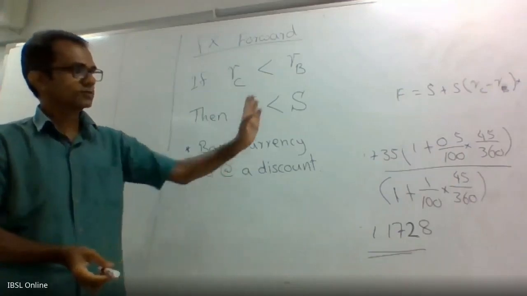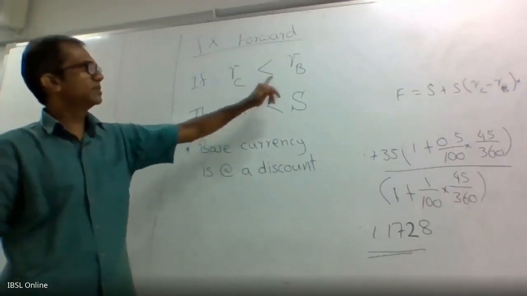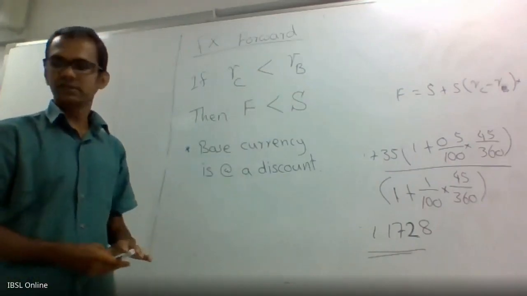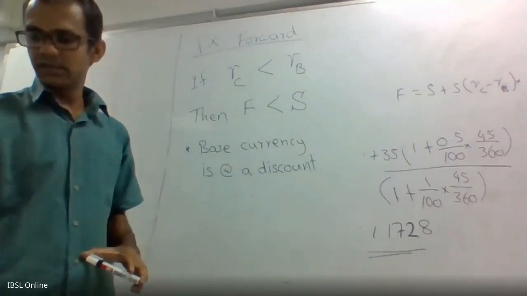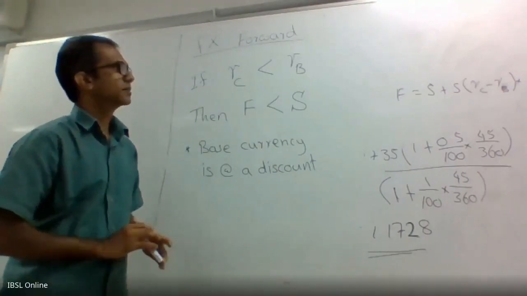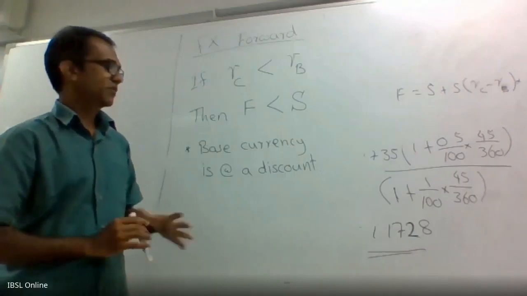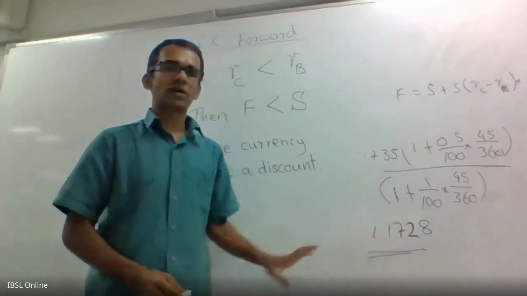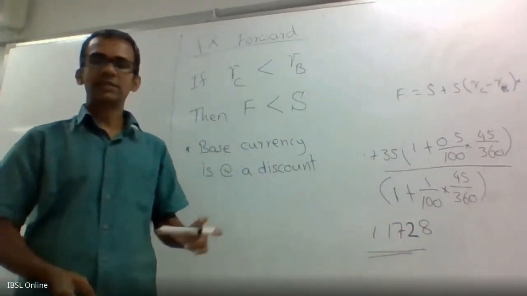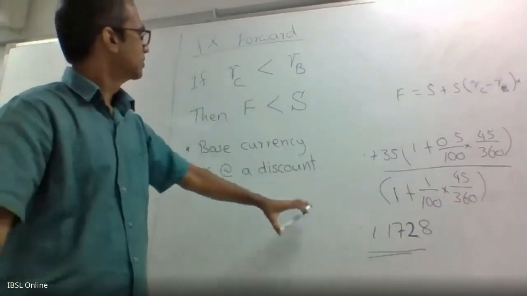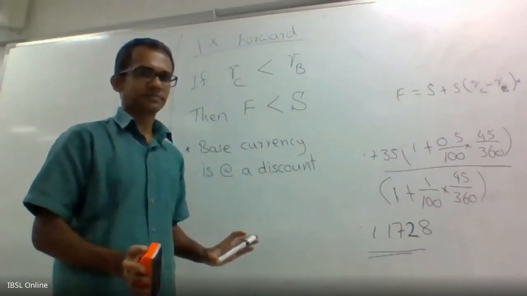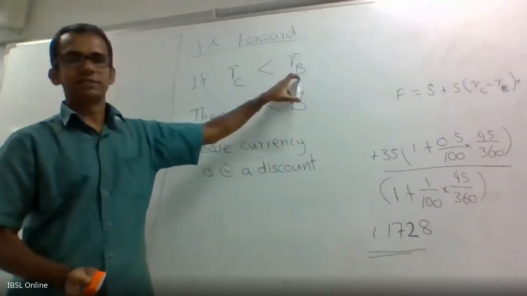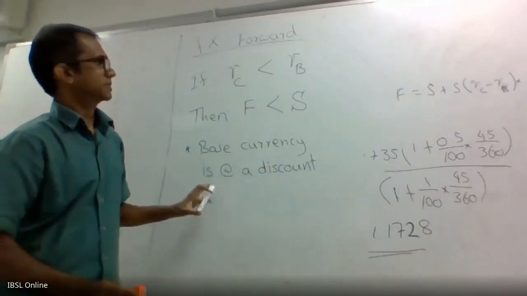But now you might have realized that it depends on the relationship between interest rates. It's not about any expectation. It's not depending on the expectation of what would be the exchange rate in the future. So this is not a forecast. Forward rate won't give you an indication of what would be the exchange rate in 45 days. It's not true. This is purely based on the interest rates, interest rate difference.